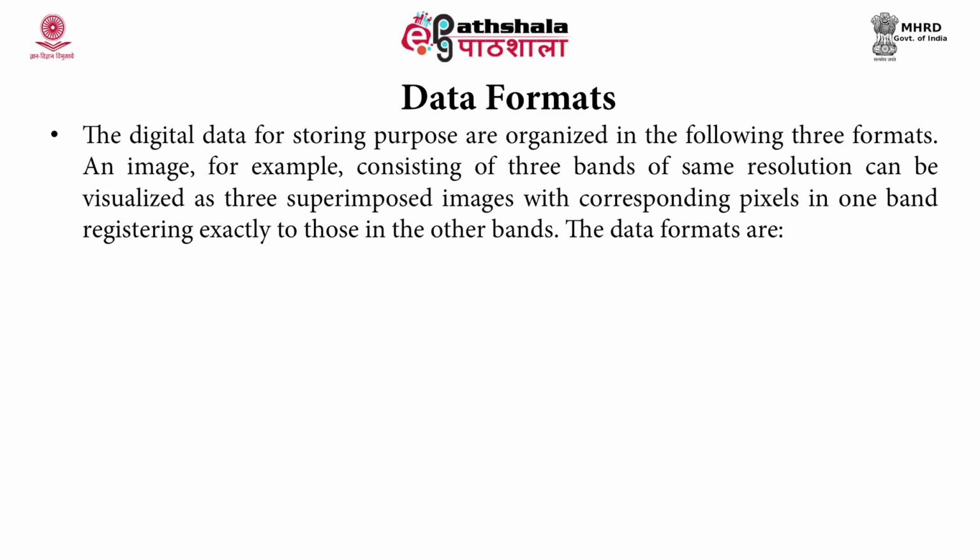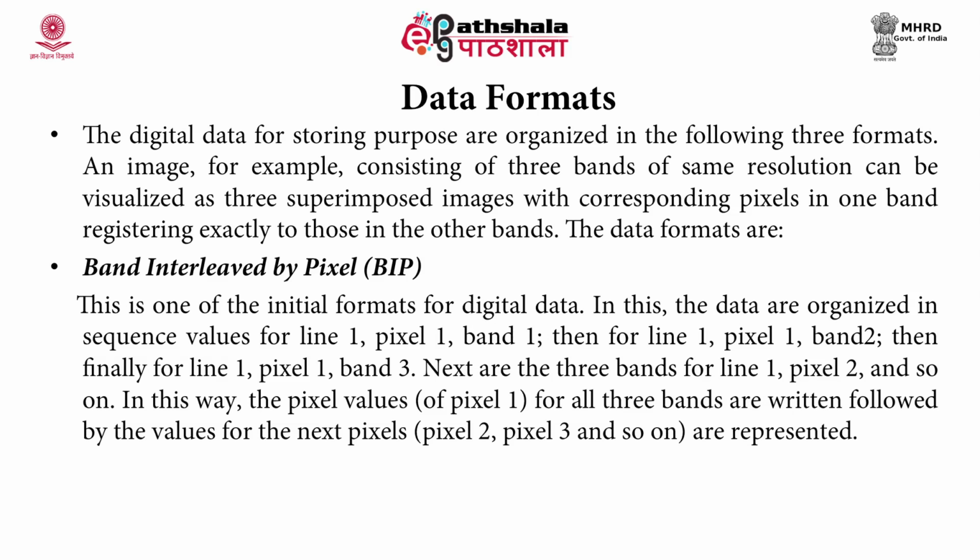The data formats are, the first one, band interleaved by pixel, also called the BIP format. This is one of the initial formats for digital data. In this, the data are organized in sequence as values for line 1, pixel 1, band 1, then line 1, pixel 1, band 2, and finally line 1, pixel 1, band 3. Next are the 3 bands for line 1, pixel 2 and so on. In this way, the pixel values of pixel 1 for all the 3 bands are written, followed by the values for the next pixel, pixel 2, pixel 3 and so on.